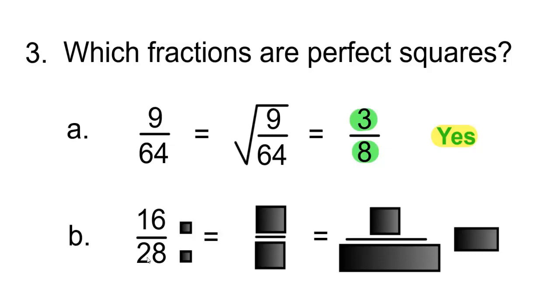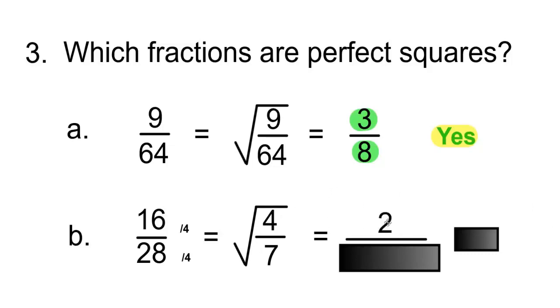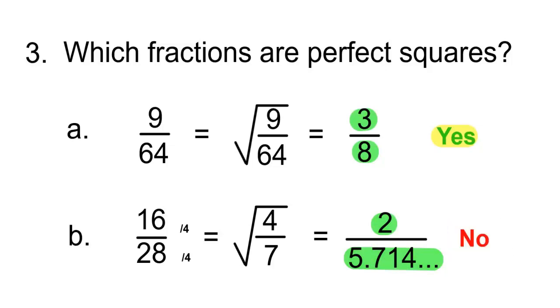For the square root of 16 over 28, 28 is not a perfect square, so we'll try reducing the fractions. Both are divisible by 4, so 16 divided by 4 is 4. 28 divided by 4 is 7. Take the square root of that fraction. The square root of 4 is 2, and the square root of 7 is 2.645, and so on. So the denominator is not a perfect square, so this fraction is not a perfect square.